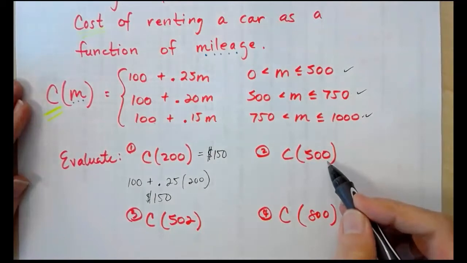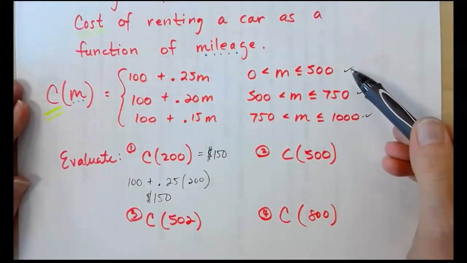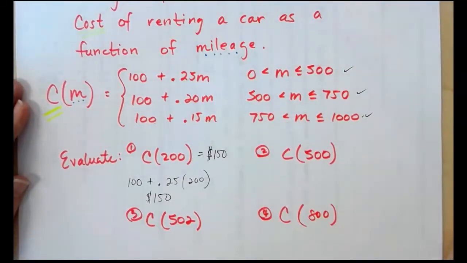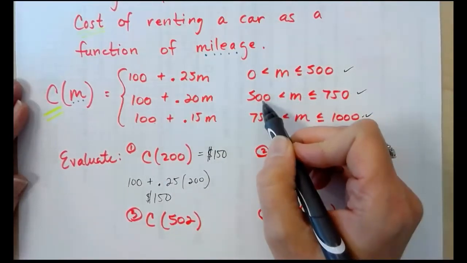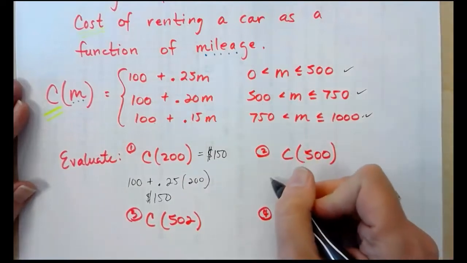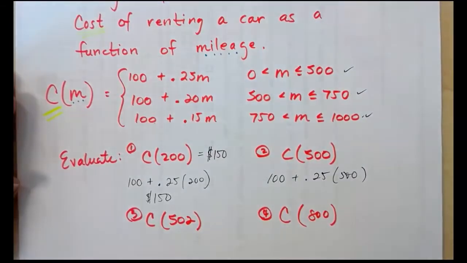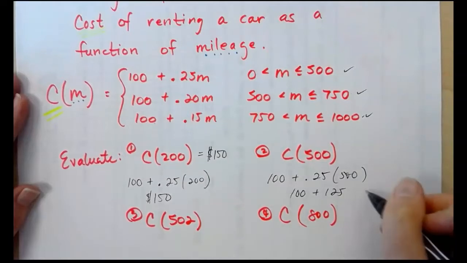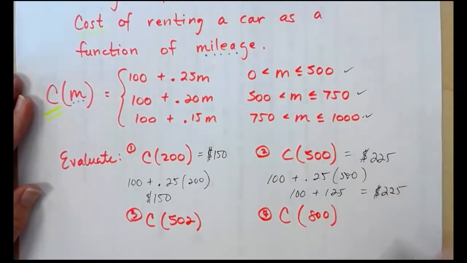Next, we've got 500 miles. Now, think about it. I chose 500 because you need to think about which piece of the domain this lives in. If you drive exactly 500 miles, you're going to use the first function again because M is less than or equal to 500 here. In the second piece, M is strictly greater than 500. So let's plug that in. 100 plus 0.25 times 500. 500 divided by 4 is 125. So 25% of 500 is 125. Yep, that's right. So 100 plus 125 is $225. So if you drive 500 miles exactly, it's $225.